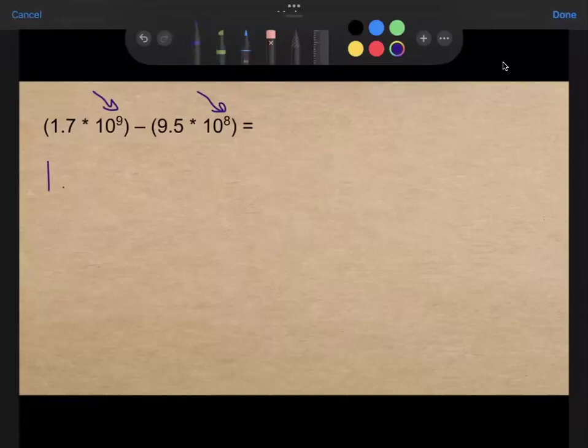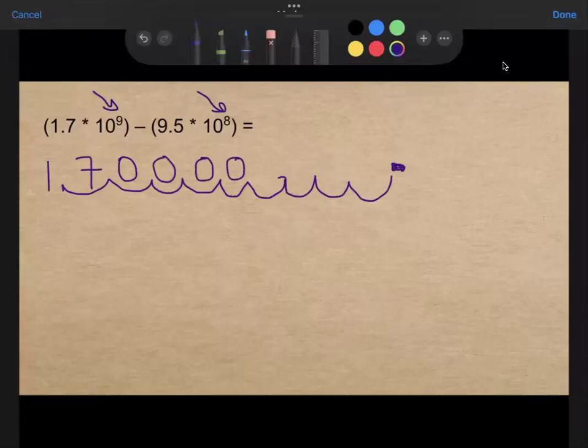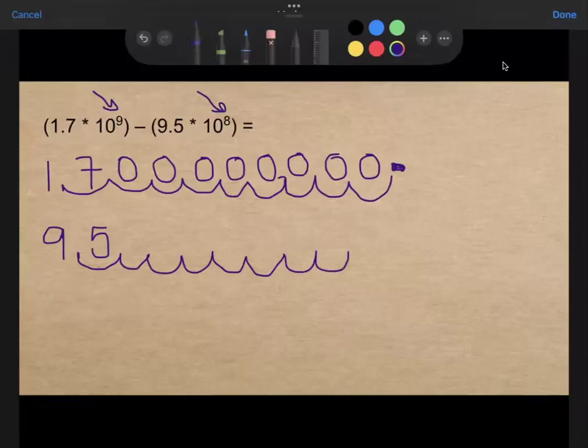So we've got 1.7 times 10 to the 9th, which means it goes over 9 places. 1, 2, 3, 4, 5, 6, 7, 8, 9. Okay, so that's my decimal. So 1, 2, 3, 4, 5, 6, 7, 8 zeros added there. Okay, the next one is 9.5 times 10 to the 8th. So I need to move the decimal 8 places. 1, 2, 3, 4, 5, 6, 7, 8. Right there. 1, 2, 3, 4, 5, 6, 7.